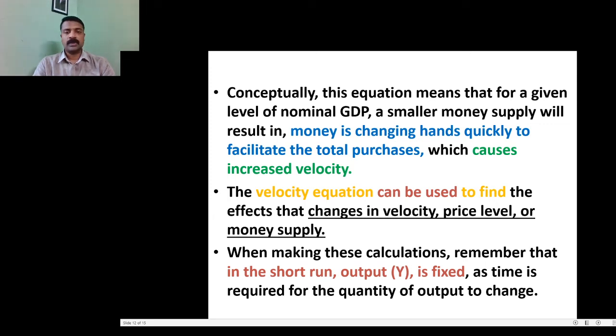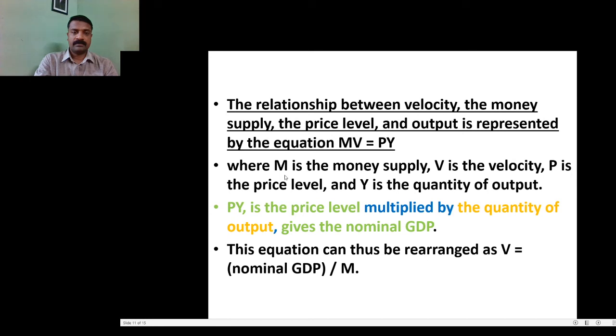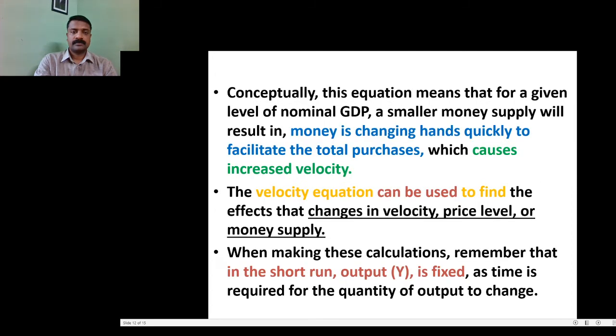V = nominal GDP divided by M. M means money supply, or MV = Py. We rearranged this equation with the nominal GDP, V = nominal GDP divided by M. In concept, in the short run, output Y is fixed as time is required for the quantity of output to change. അറിയാവുന്നതാണ്, ഷോർട്ട് റണ്ണിനകത്ത് ഔട്ട്പുട്ട് ഈസ് ഫിക്സ്ഡ് ആണ്. ലോങ് റണ്ണിന് മാത്രമാണ് നമുക്ക് എന്തെങ്കിലും ഇതിനകത്ത് ചെയ്യാനായിട്ട് സാധിക്കുള്ളൂ.